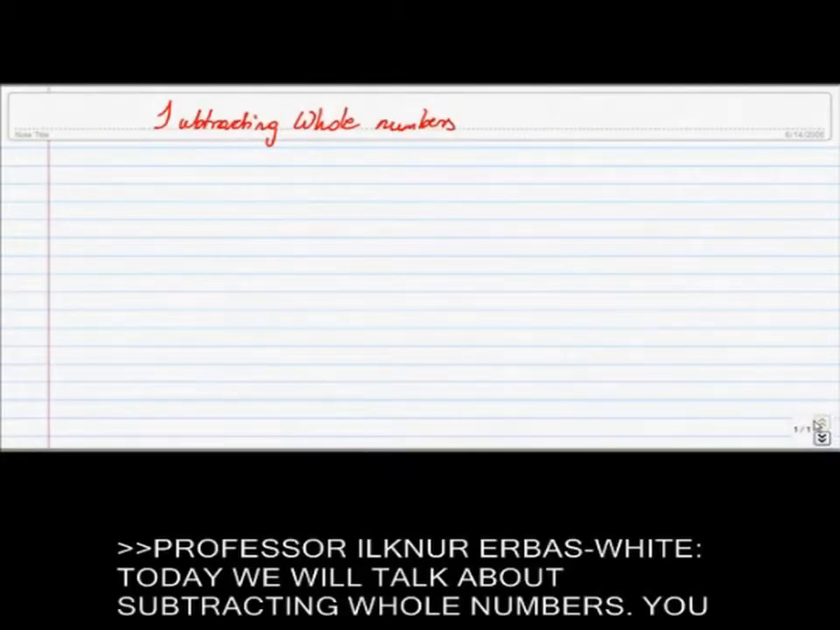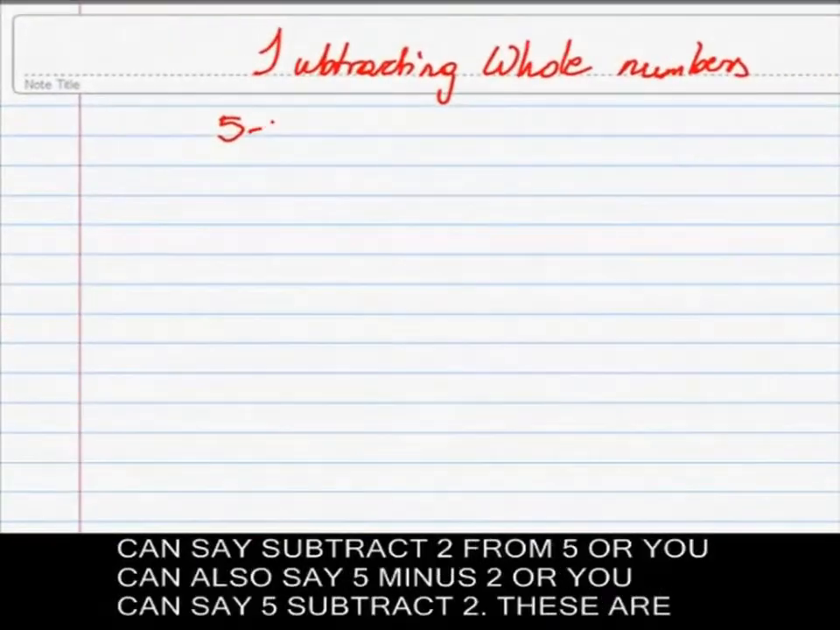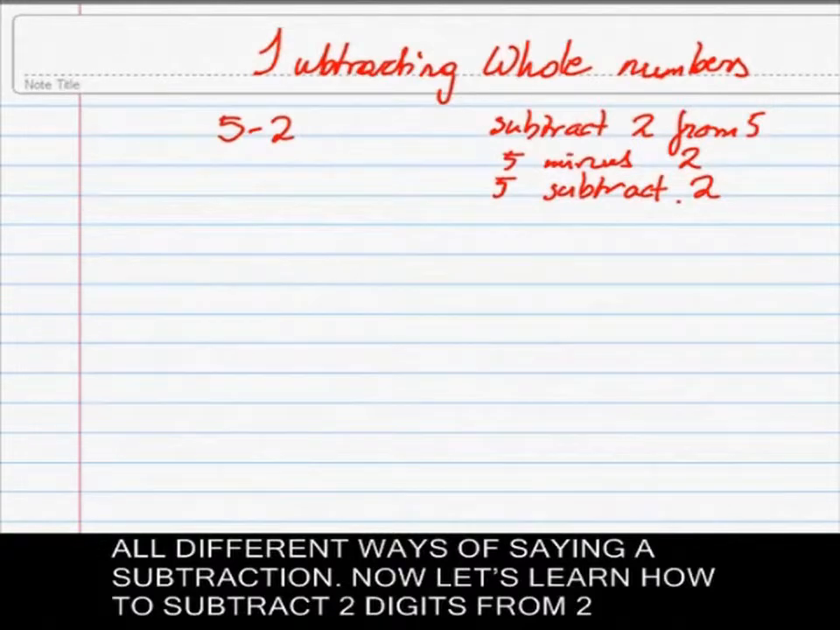Today we will talk about subtracting whole numbers. You can imply subtraction a couple of different ways. For example, if you want to say 5 minus 2, you can say subtract 2 from 5. Or you can also say 5 minus 2. Or you can say 5 subtract 2. These are all different ways of saying a subtraction.